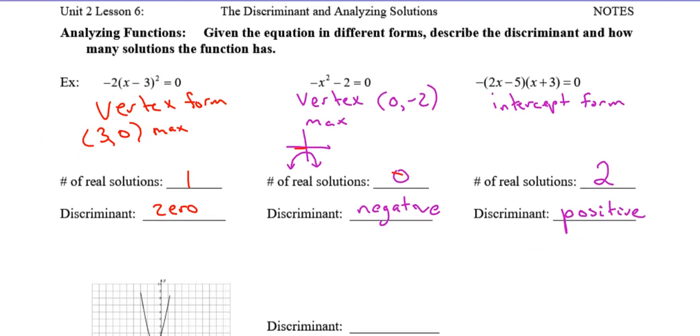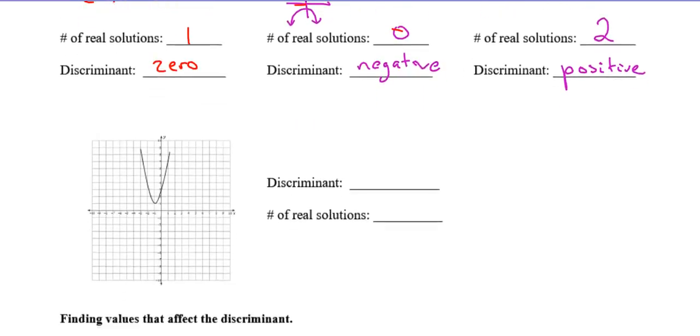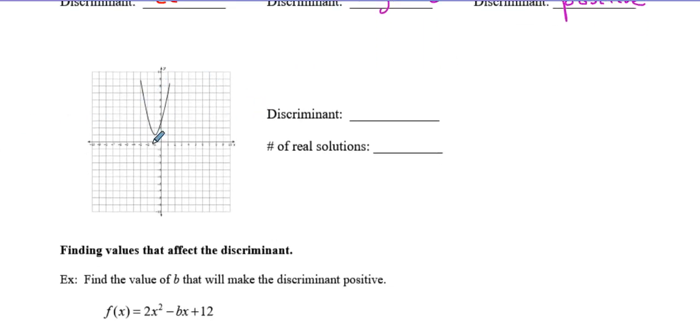Okay, and then we'll do one more here where they give you an actual graph, and you should be able to tell me that this discriminant is negative because there are 0 real solutions. This graph does not cross the x-axis at all, meaning the discriminant is negative with 0 real solutions and 2 imaginary. And never mind my spelling, 2 imaginary solutions.